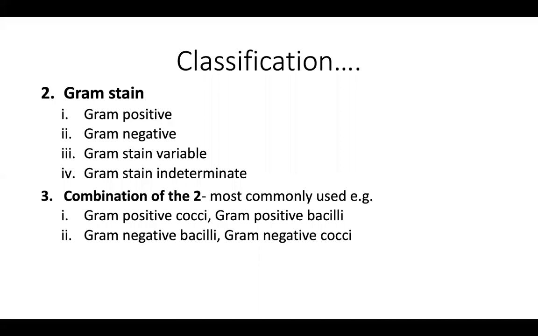So what we commonly use is a combination of the two, the shape of the bacterium and the gram stain reaction of the bacterium. When you're talking about a certain bacterium, you need to say these are gram positive cocci, or gram positive bacilli, or gram negative bacilli, or gram negative cocci. So that's what you'll be hearing a lot of.